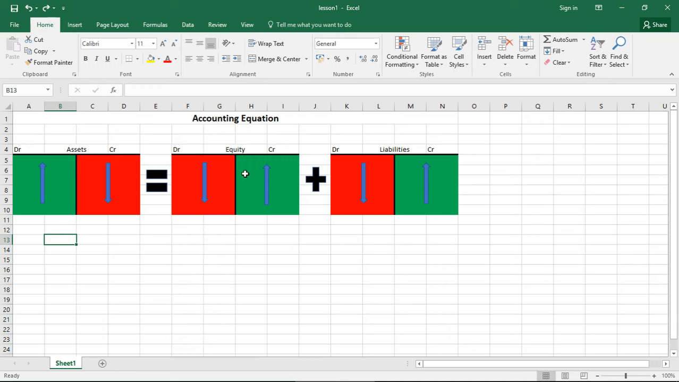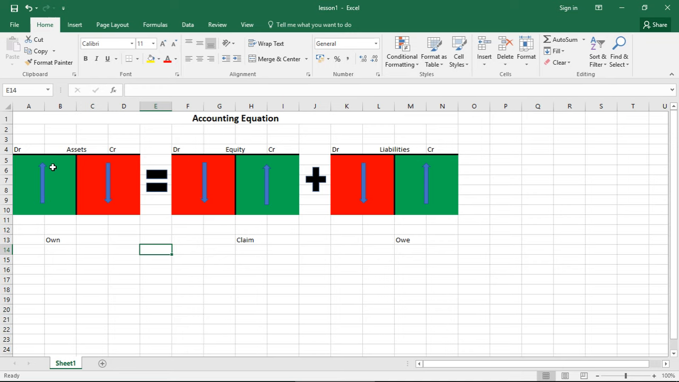So the first question is, what is an asset? An asset is anything that you own. Equity is whatever claim you have to the business. And liabilities is anything that you owe. So if you owe someone anything, you know that forms part of liability. So the first trick is understanding or identifying what is an asset, what is equity, and what is liability.